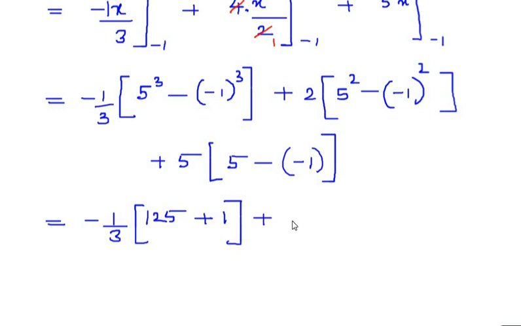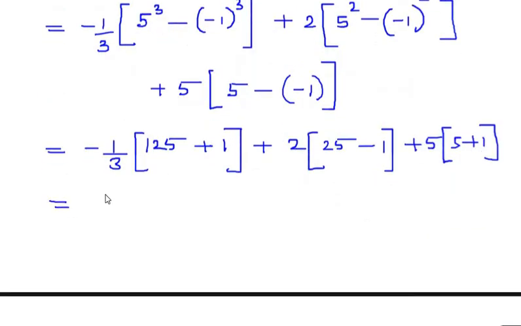Plus 2 times 5 square is 25. And -1 square is +1. So minus times +1 is -1. Plus 5. Then we get 5 minus of -1. So 5 plus 1.